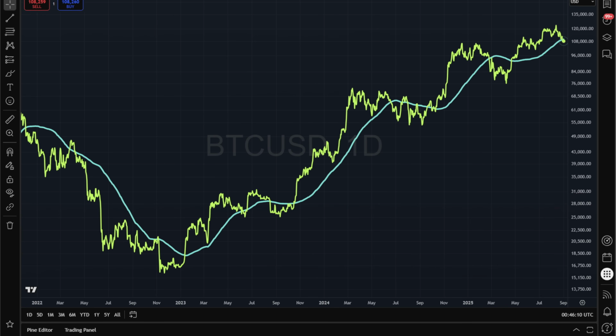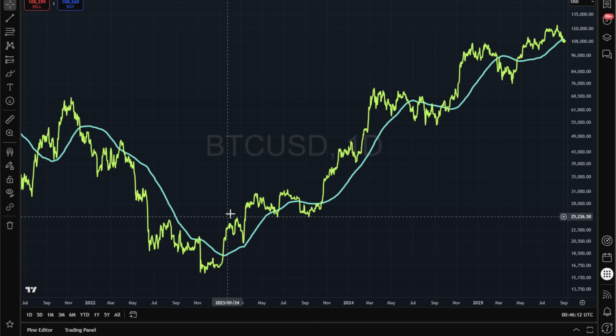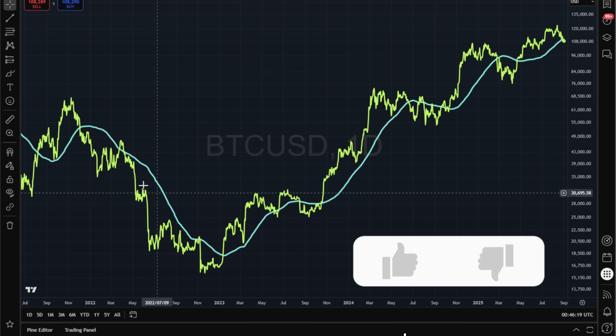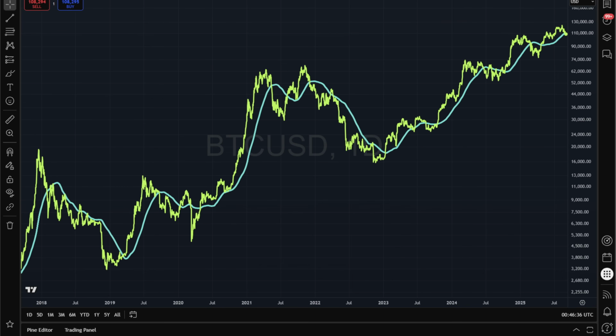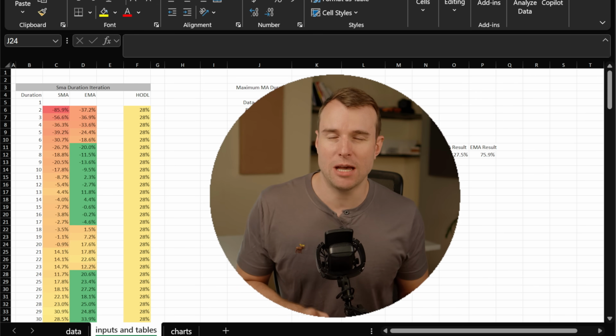But in general, the idea is the following. We want to bet on rising prices whenever we are above the moving average, and we want to bet on falling prices or at least be in cash whenever we are below the moving average. When we follow this strategy, when we buy when we are above and we sell when we are below, then when we check out the different moving averages, the 120-day SMA historically worked the best for Bitcoin. And so here's a quick recap of that backtest.